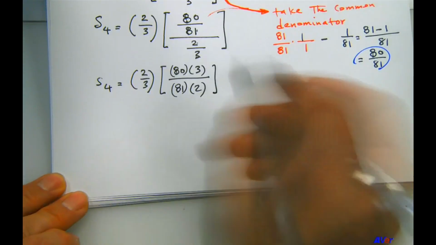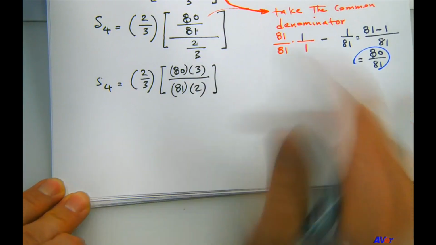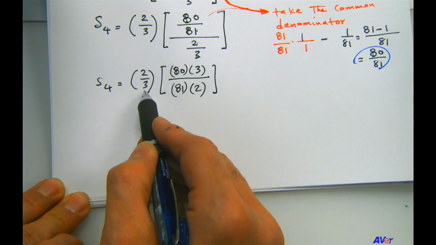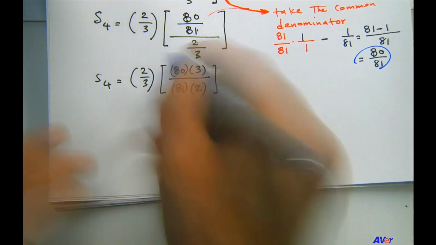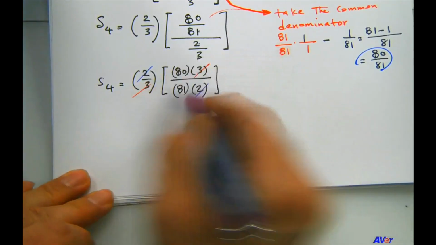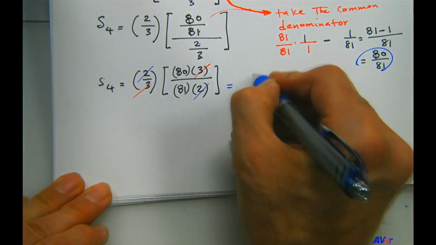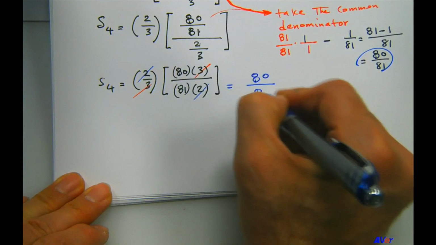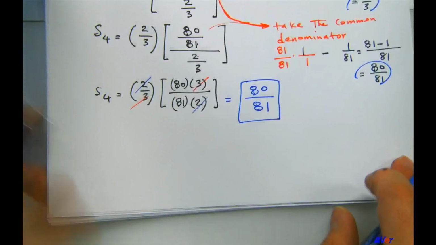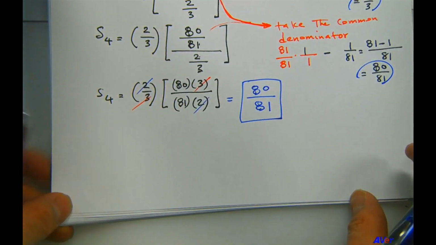Okay? Now we can simplify. 2 and 80 have common factors, and so on. So after simplifying and multiplying by this 2/3, this 2 and this 2 cancel out. This 3 and this 3 cancel out because everything is being multiplied, right? So we end up with the 80 over 81 ratio. Okay? So that's the sum of the first 4 terms in this geometric sequence.